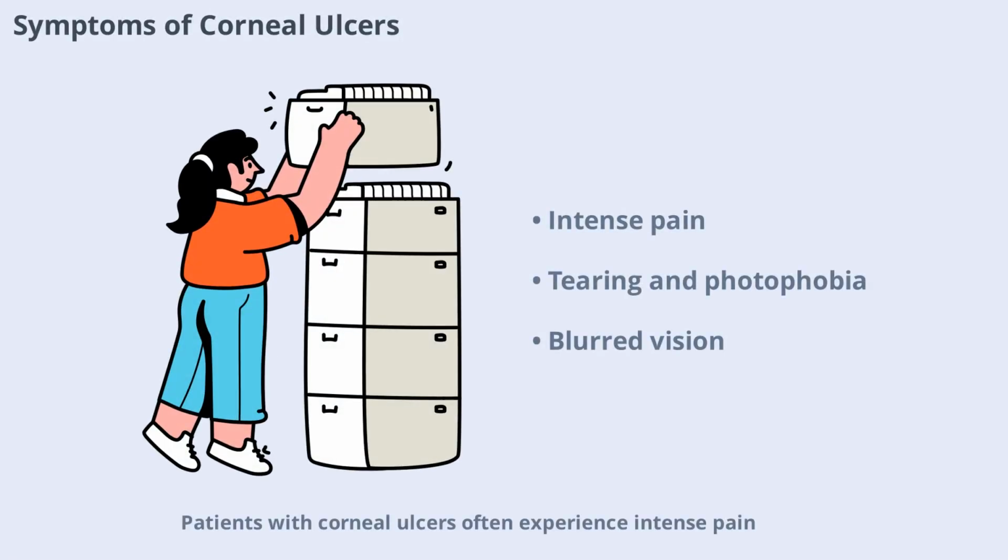Patients with corneal ulcers often experience intense pain, excessive tearing, and sensitivity to light. Other symptoms include headaches and blurred vision. These symptoms can be quite distressing and usually prompt patients to seek immediate medical attention. Recognizing these signs is crucial for early intervention and better outcomes.